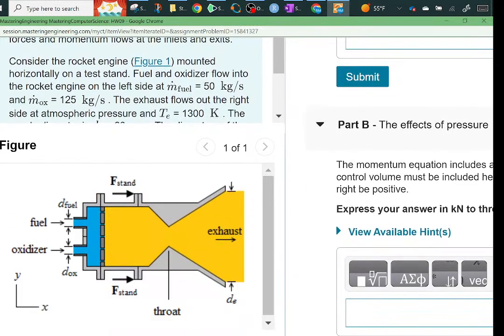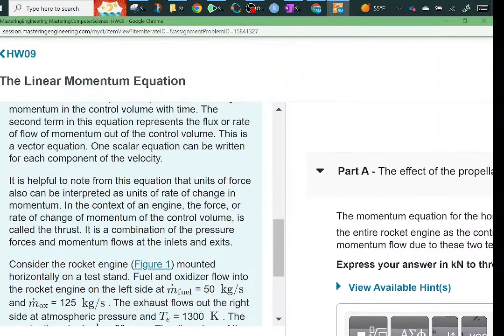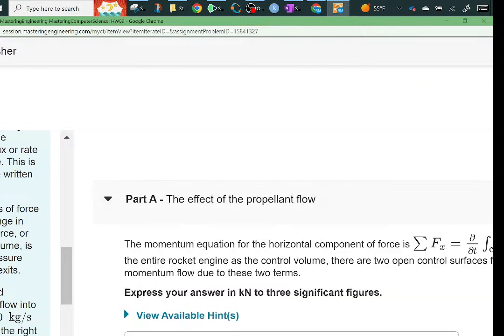Picture looks okay. F stand, exhaust, fuel, oxidizer. So he's probably going to come in. He's going to set this whole thing up. And he's probably going to figure out his Part A. Oh, wait a minute. I think I had it there.